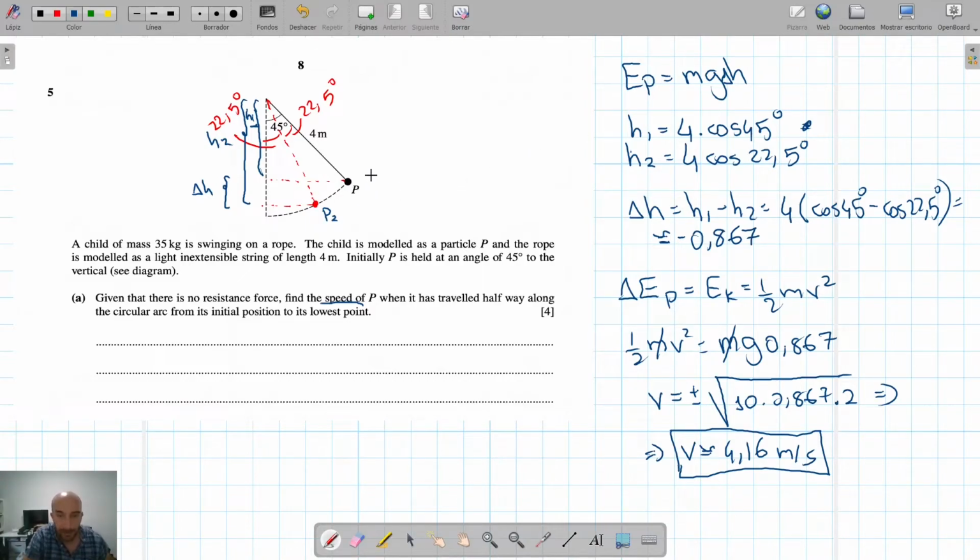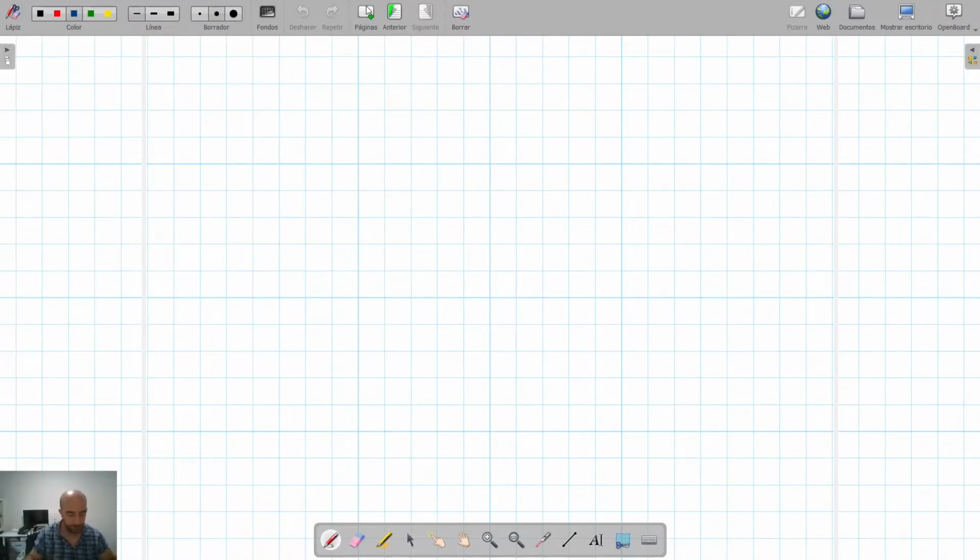It had a potential energy. It's lost potential energy. The loss of potential energy is due to the change of height. So that loss in potential energy is converted to kinetic energy, and that's the way to calculate this speed. Okay, so let's go to the next section.